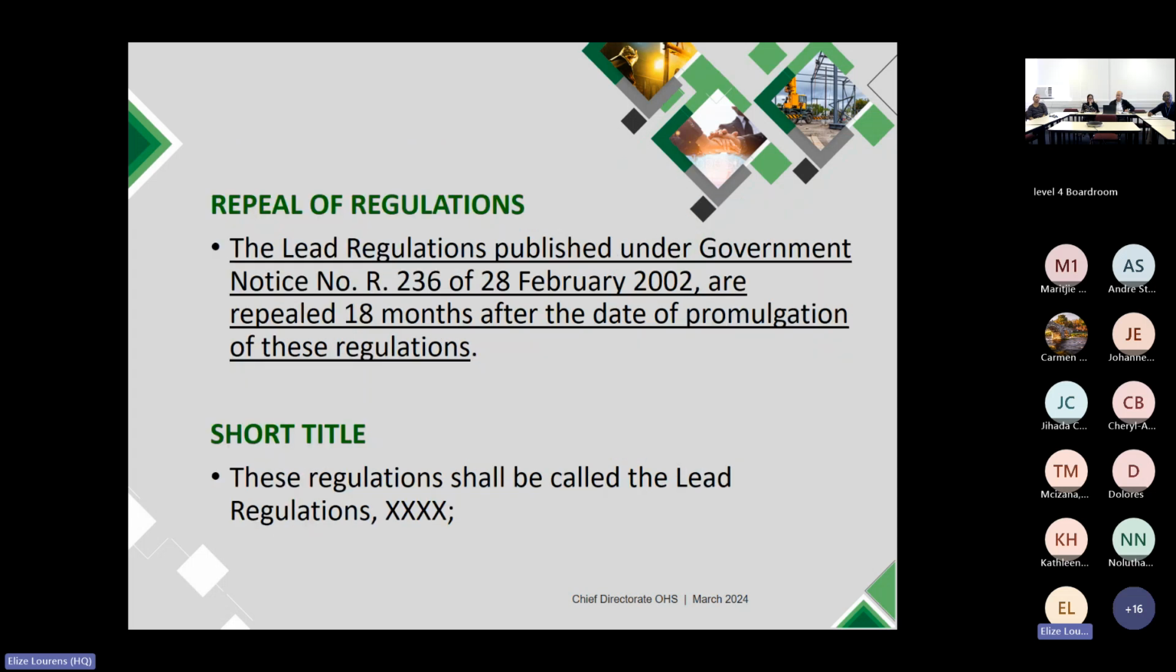The repeal of the regulations: the lead regulations published in February 2002 will be repealed by these regulations, but we will make provision for an interim, phase-in period of 18 months, or rather, 18 months is being proposed at this stage. We'll see what happens in the public comment and what the advisory council of the minister actually allows for.